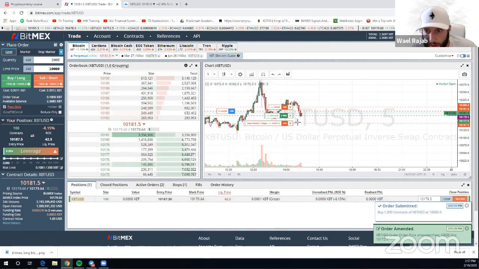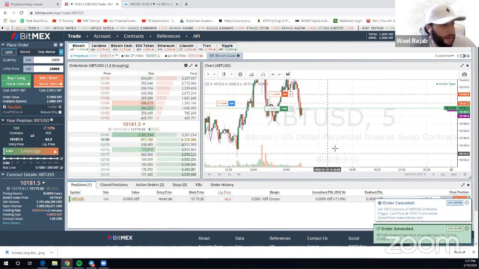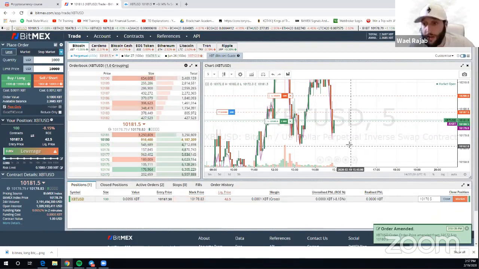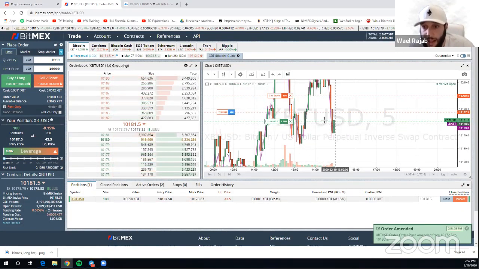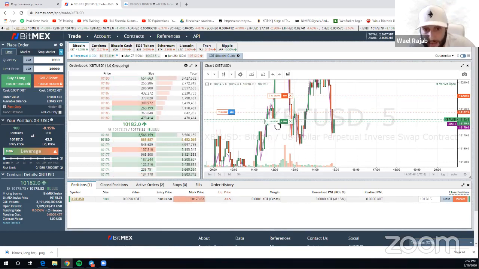I want to lower our price we got in. I want to lower the price we got in, and I want to add more units. This is what you can do with cross. So I'm going to be lowering the average price that we got in. I'm going to be adding more to our capital, and this keeps pushing up.